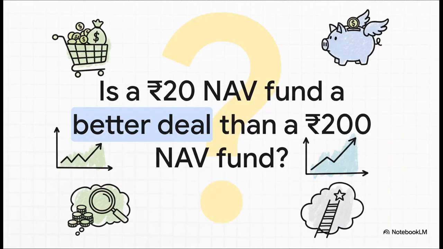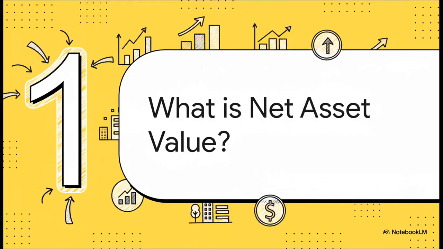So, picture this. You're looking at two funds. One has an NAV of 20 rupees and the other is 200. I mean, your gut just screams to go for the cheaper one, doesn't it? It feels like you're getting more for your money. But is that really the smart move? Let's find out.